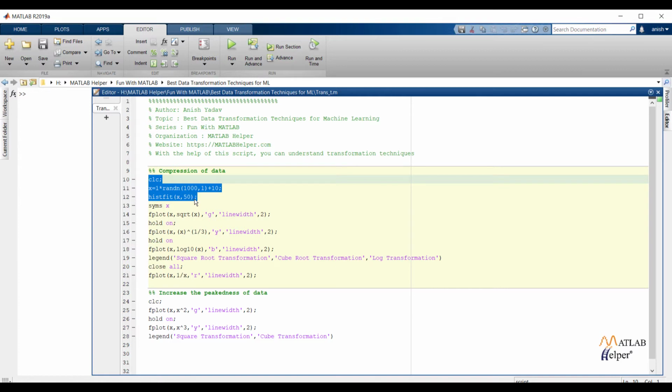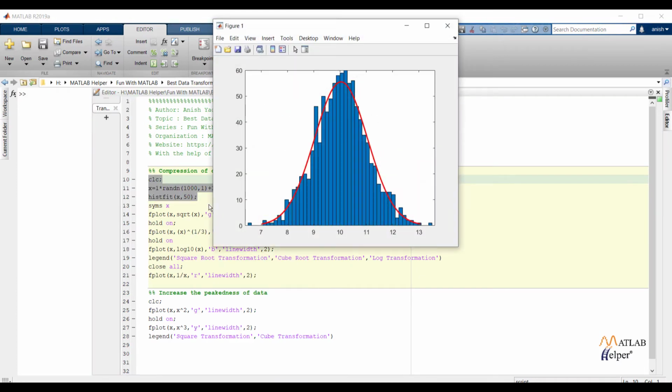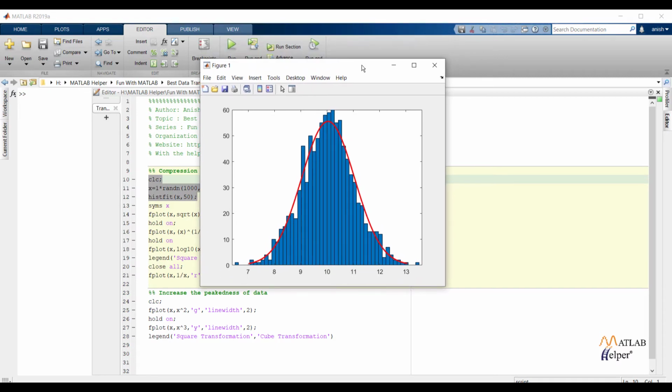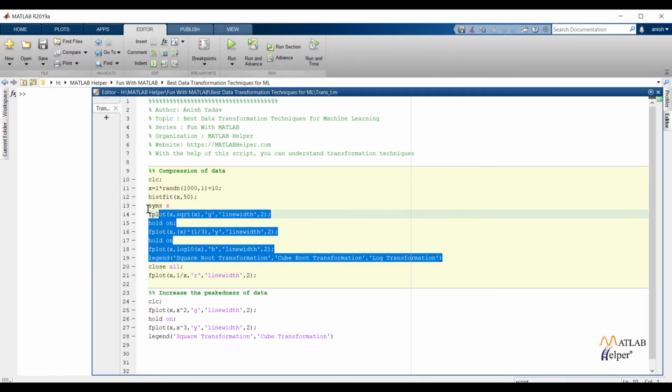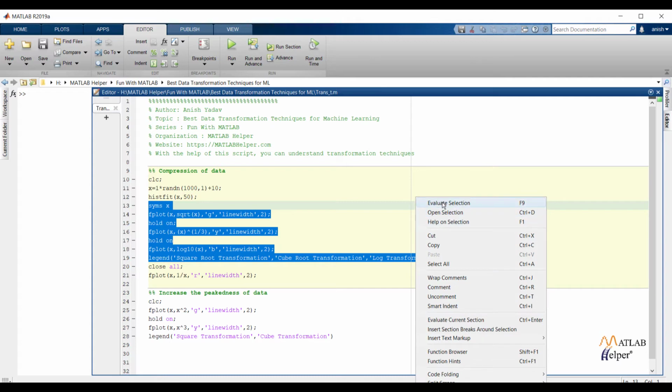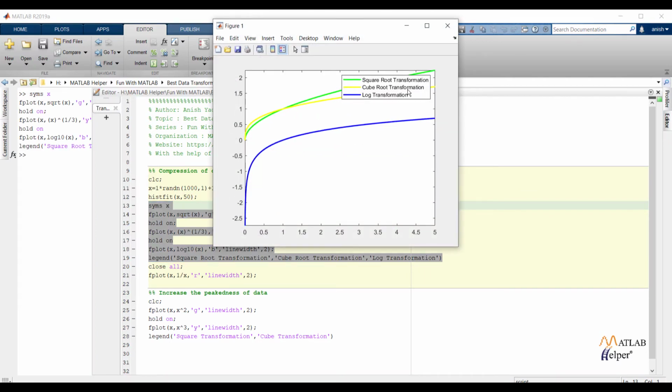First, using the random function, I generated normally distributed data. When we check the histogram, you will see that the data is normally distributed. After that, to analyze the difference between different transformation techniques, I just plotted different compression techniques on the same graph. If I run the code, I can visualize transformation techniques. Right here, I am going to conclude the difference.